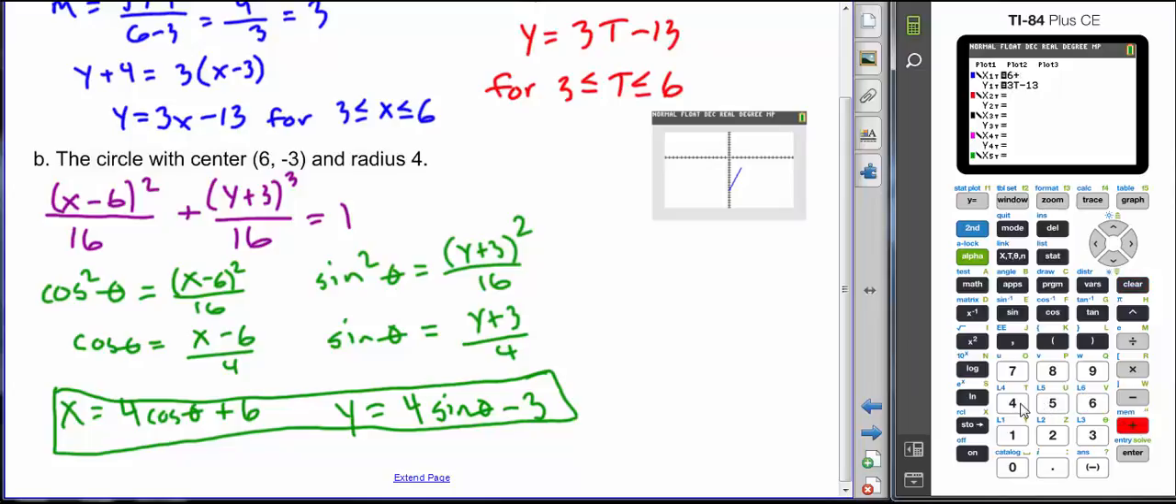6 plus 4 cosine theta. I switched the order on that. You don't have to do that, but you have to be more careful with parentheses if you don't make the switch I just made. Make sure you close your angle off before you type in the minus 3 or the plus 6.